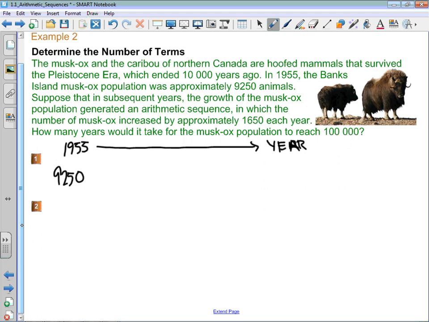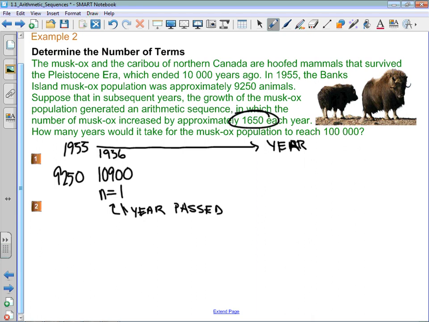And we start to get a little bit of a disconnect between the term number and how many years have passed. So what I would recommend that you guys do is actually look at how many there would be in 1956. And what I'm going to do is add that 1650. If I take 9,250 and add 1650, I get that there's 10,900. Now, the advantage to this is if I make this n equal to 1, then 1 year has passed. And we start to see a better connection between our n value and how many years it's been since the bison population was getting bigger and bigger.